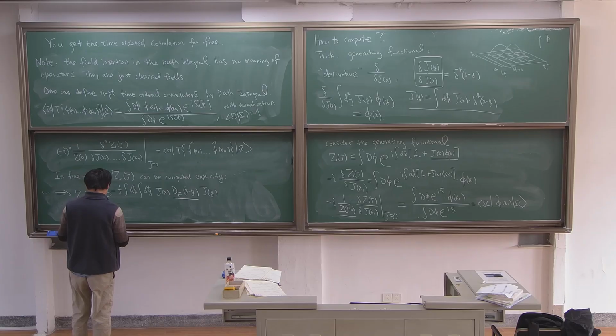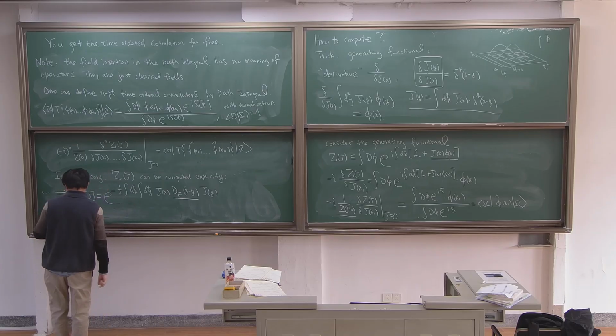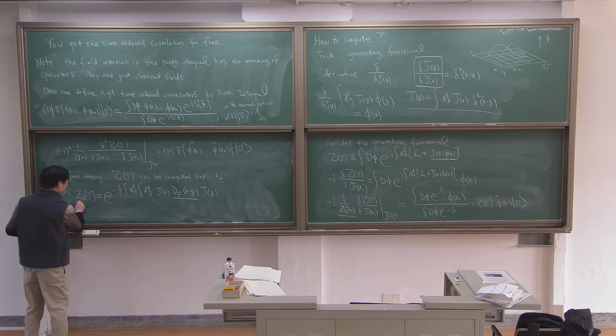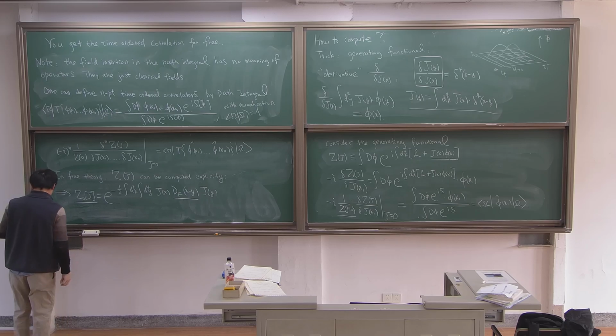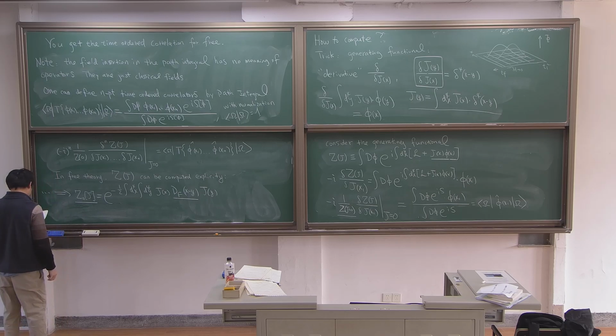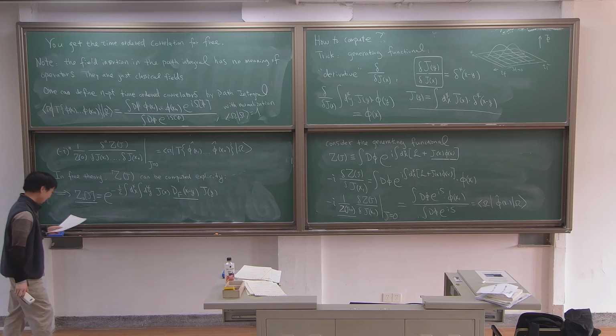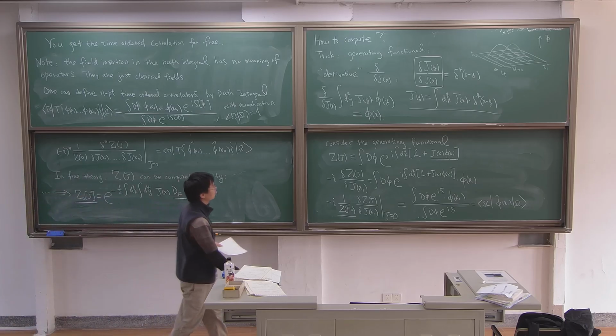So, with this expression, we can work out the higher point correlation functions, okay? We can make use of this result and try to calculate some others. Let's see how much time we have. We have half an hour. I think that's enough to proceed with the calculation. Yeah, let's do it.